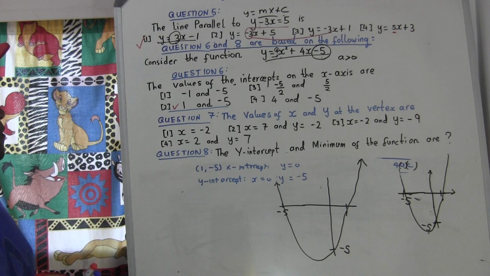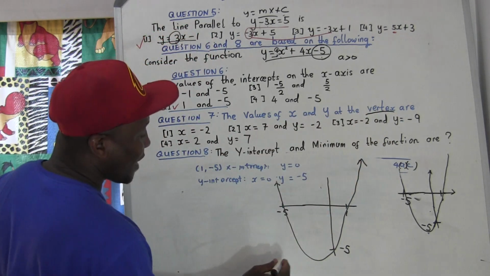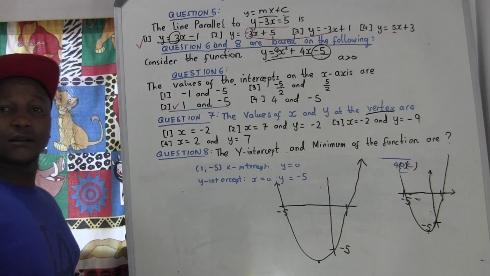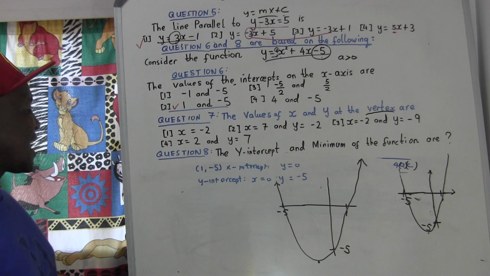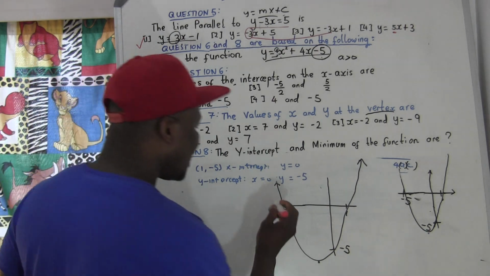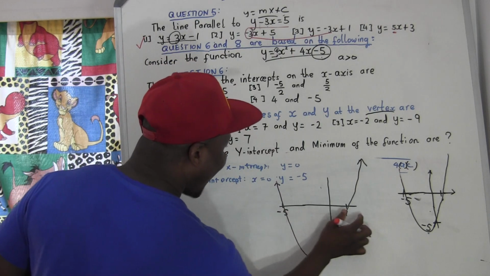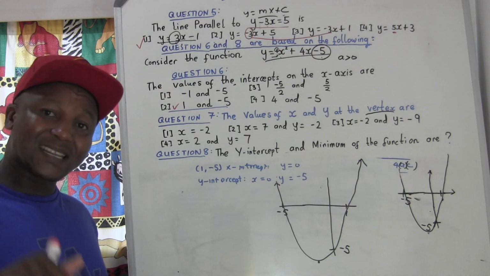So the question here, they ask about the vertex, the value at the vertex. The vertex is where the graph turns. In other words, they want you to get the turning point. How are we going to get the turning point? There are a lot of ways you can do it, but I'm going to show you the easy way. You see these values of x? Take them, add them together, divide by 2. When you divide by 2, it's going to give you the value of x at the turning point.